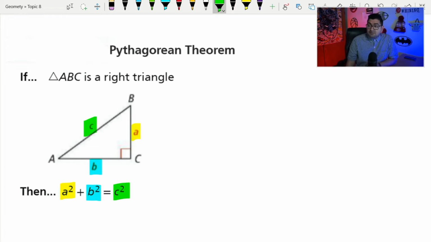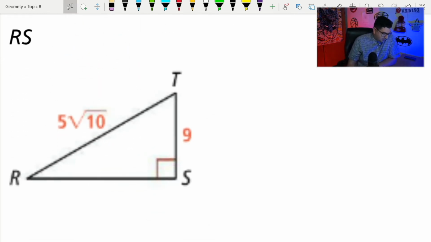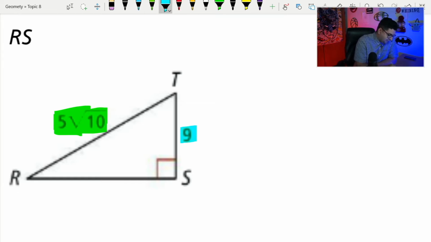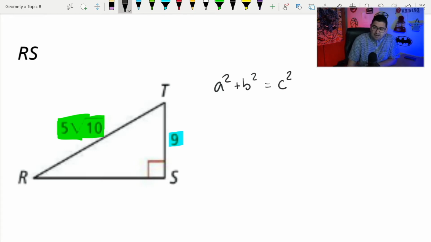So let's go ahead and use the Pythagorean Theorem to help us find the missing sides of some triangles. Here I have triangle RST, and they have given me the hypotenuse, 5 square root of 10, and they have also given me one of the legs, 9. I want to plug this into my formula, A squared plus B squared equals C squared. They want me to find side RS, which in this case is the medium side.